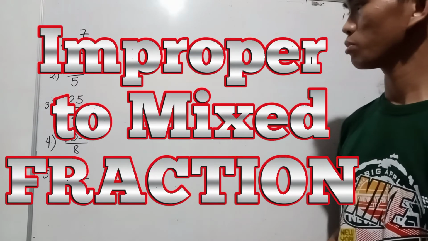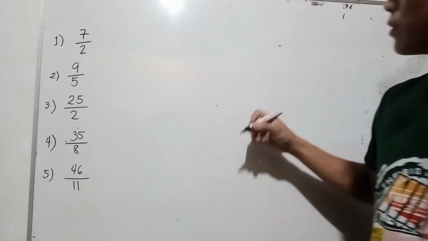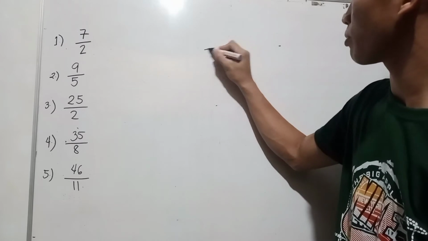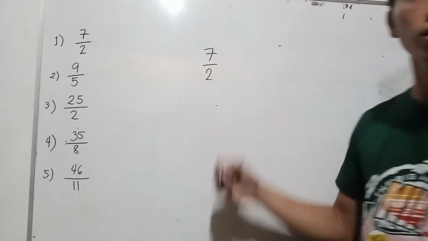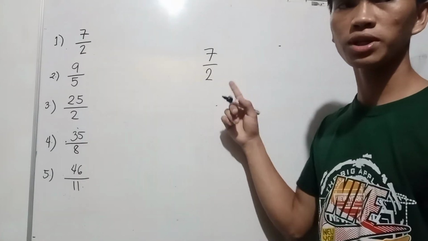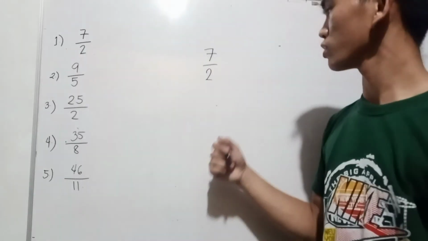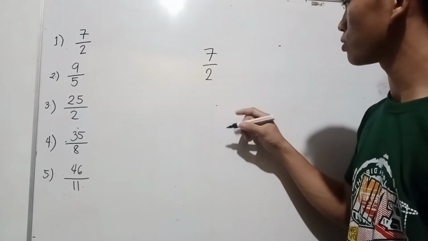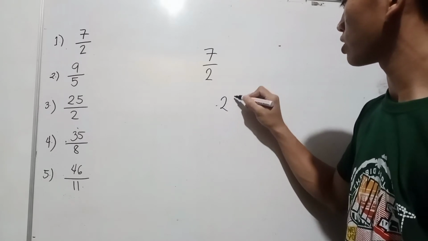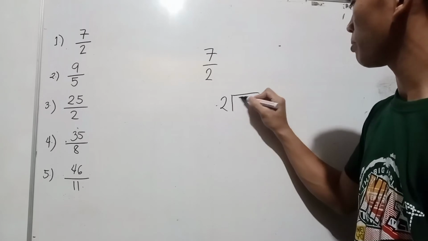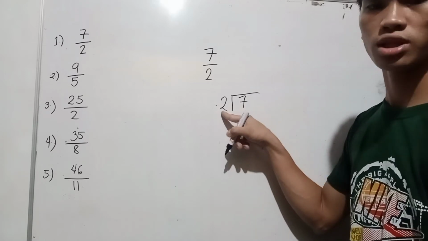Now is the time that we need to proceed into the conversion of an improper fraction into a mixed fraction. We'll take a look at example number 1, which is 7 over 2, or 7 halves. In converting an improper fraction into a mixed fraction, you need the division skill in order to easily understand this one. When you put this into a division expression, the 7 will come inside and the 2 will be the divisor. The 7 is the dividend and the 2 is the divisor.